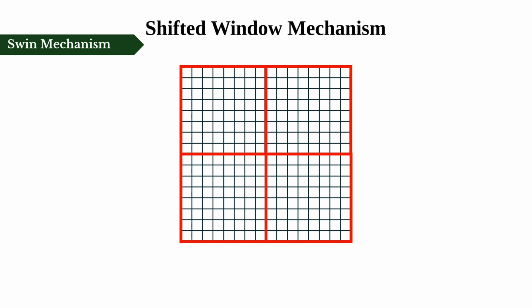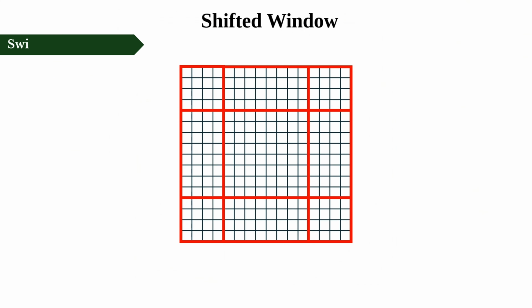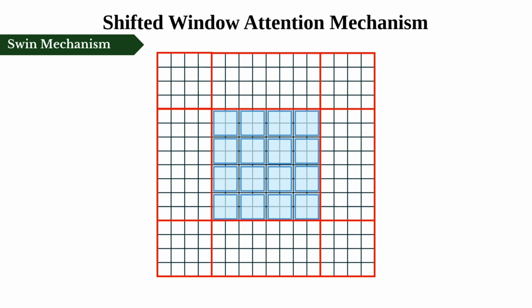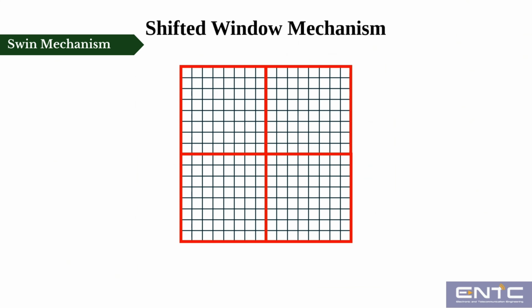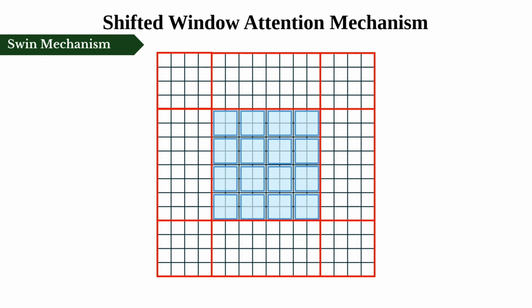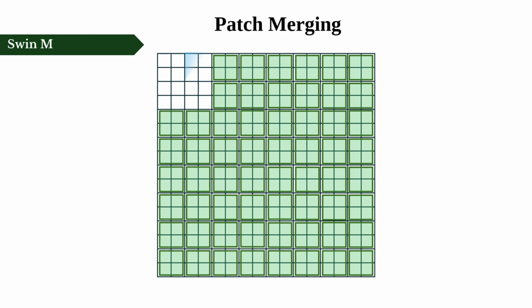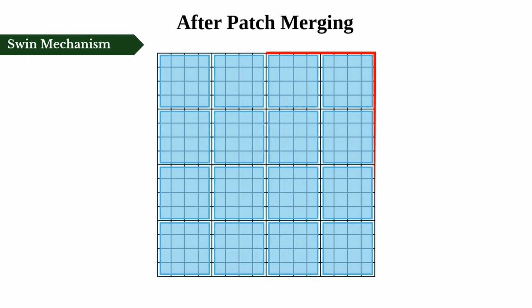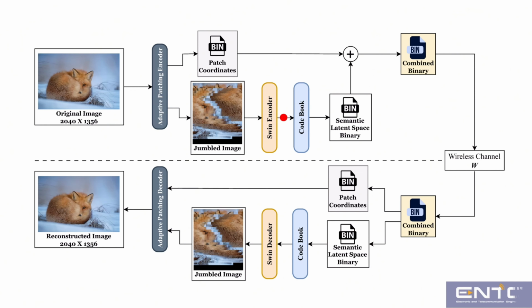Then the windows are shifted and the same window-based self-attention mechanism is applied again. This shifting allows the model to capture cross-window dependencies and enhance global feature representation. After that, the patches are merged to capture global relationships. Then the semantic space latent binary is transmitted to the codebook module.